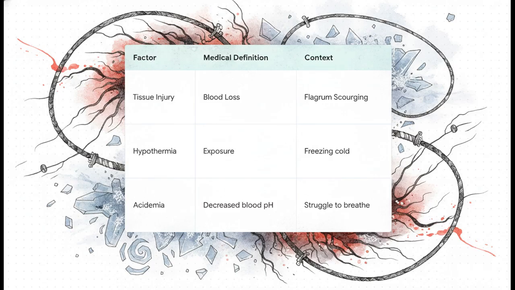Second, hypothermia. Historical data shows early April in Jerusalem is cold. It can easily drop below freezing at night, and Jesus was hanging naked, completely exposed to the elements. Third is acidemia, meaning his blood became highly acidic from struggling to breathe. When these three things combine, they create a fatal feedback loop called coagulopathy. The body's blood clotting mechanisms totally fail, and you basically bleed out internally and externally.